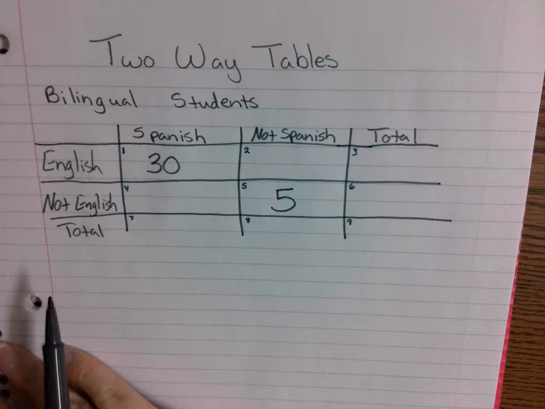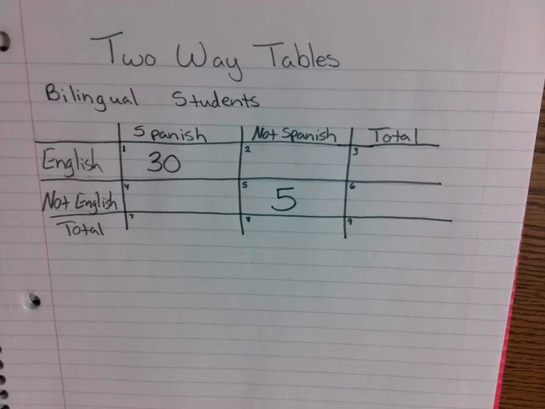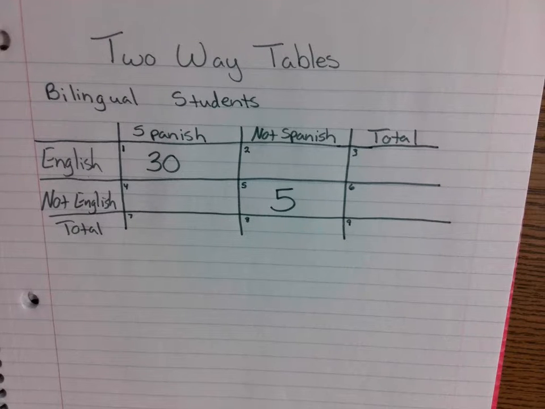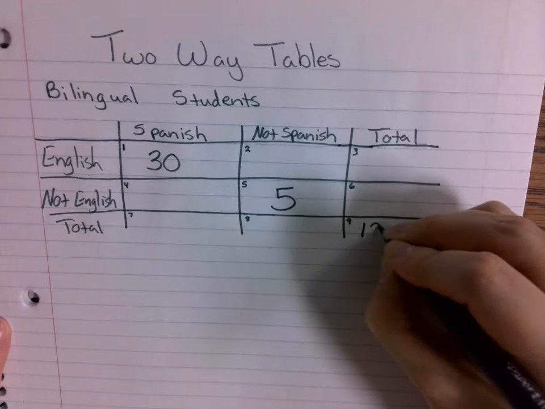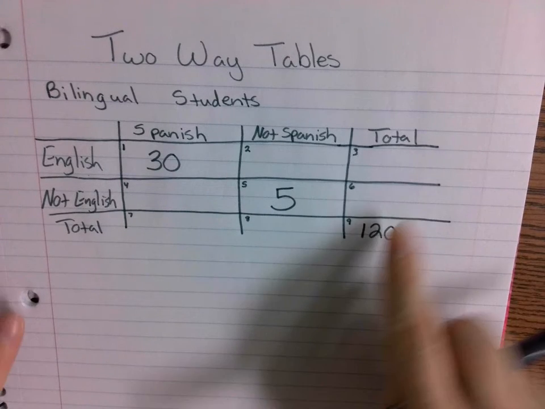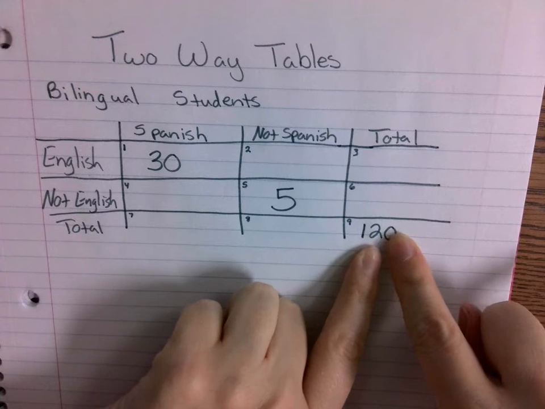Let's say that I have a total of 120 students that I have made this chart about. Where do you think 120 is going to go if I'm saying it's a total of 120? Amy? Box 9. Good. It's where the total is. See, the total represents the entire group.